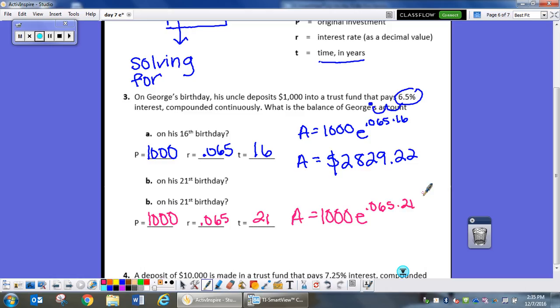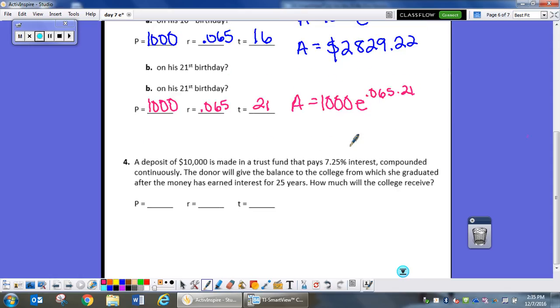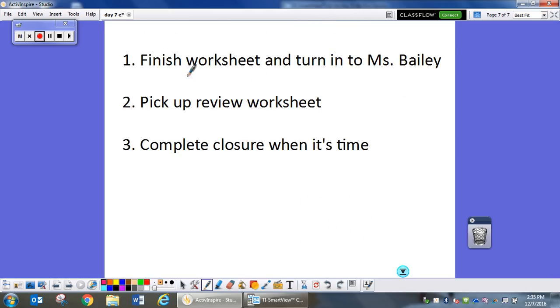Okay? So your goal is to finish 3B, so get an amount, and then try number 4 on your own. I believe that's the last one on here. So once you finish, you need to get your paper checked with me. It should all be 100% accurate, or you'll have to go back and do some more work. You're going to finish the worksheet and turn it in for some points, pick up the review worksheet, and then when we get ready for closure, you will hardcore do closure.